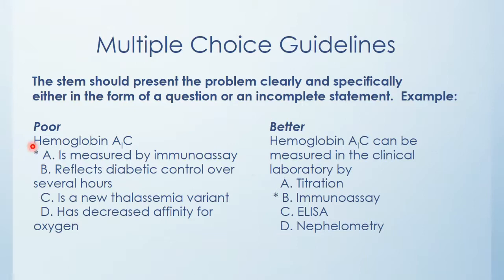So over here we have an example of a poor question. This is not an incomplete statement or a question. This is just a word. This is hemoglobin A1C. And then you have all these various options. This is one of my pet peeves, these single word questions, because it's not a question, it's just a word. A better example, which tests the exact same information, is that hemoglobin A1C can be measured in the clinical laboratory by titration, immunoassay, ELISA, and nephelometry. So these are both testing whether the student knows that hemoglobin A1C can be measured by immunoassay.